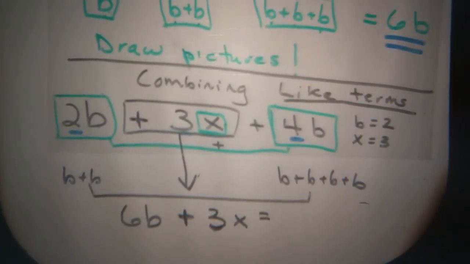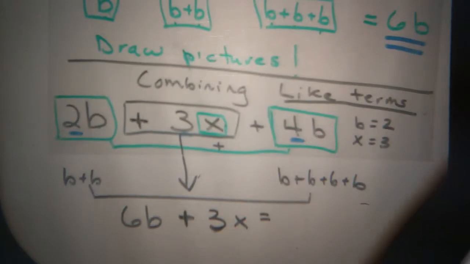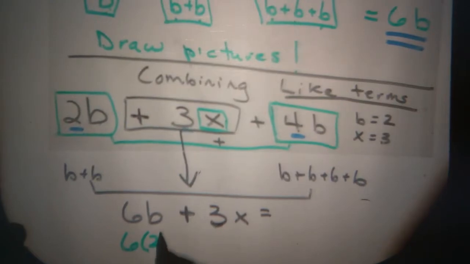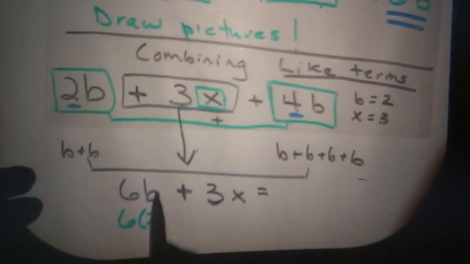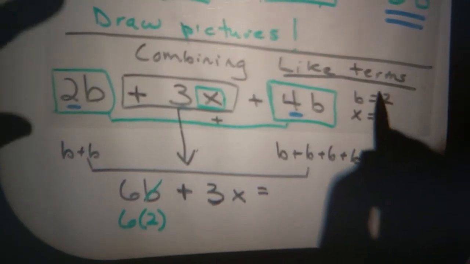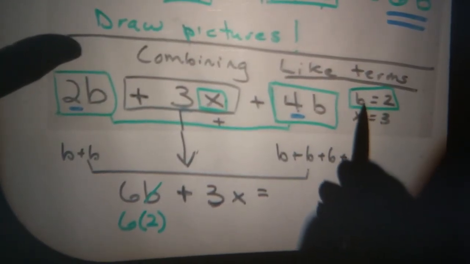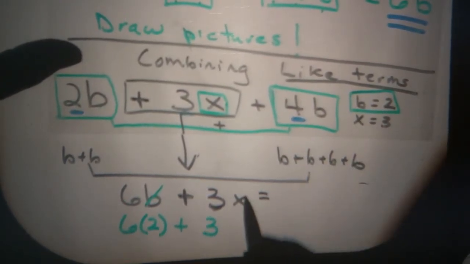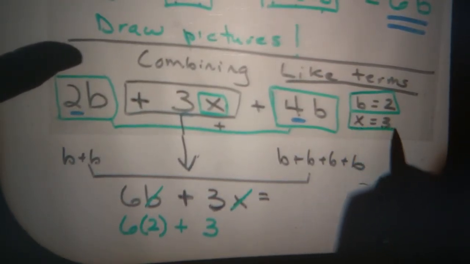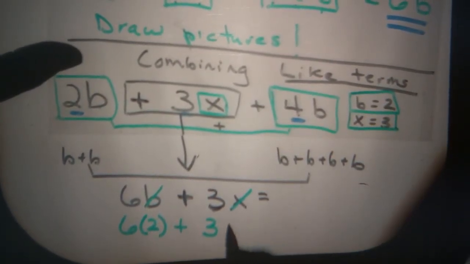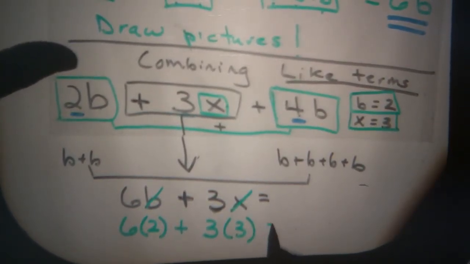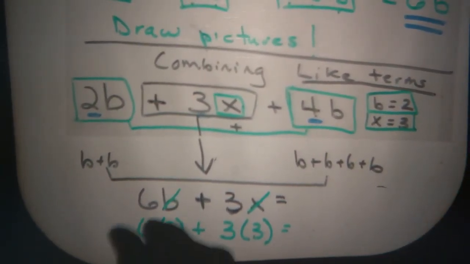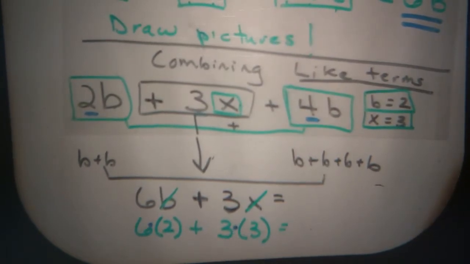Alright, and you know what? Let's see if we can solve this. We know that b equals 2. So I'll do 6 and put in my parentheses 2. I'm substituting the b variable. I'm taking that out and putting in the 2 because my b equals 2. Plus, now I have a 3. I'm going to get rid of that x and substitute what I am told x equals, which is 3. Put that in parentheses. Again, what do the parentheses mean? It means you have that imaginary multiplication symbol.